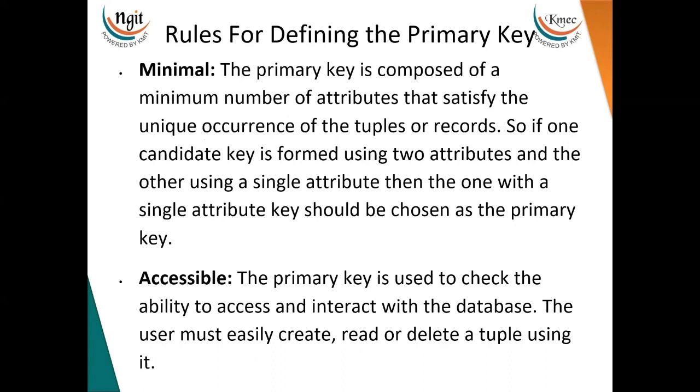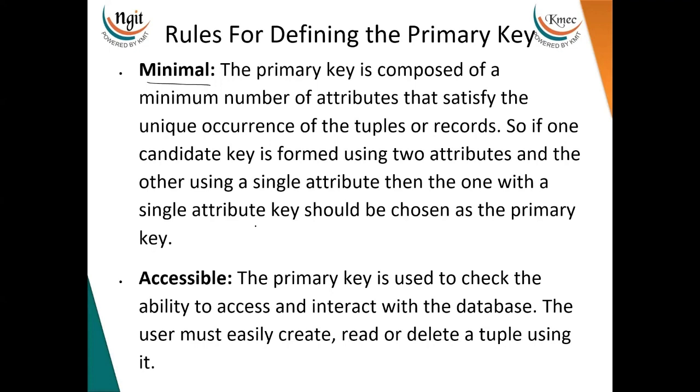Rules for defining a primary key attribute. There are certain rules to be followed when you define a primary key. Namely, we have minimal. The primary key is composed of minimum number of attributes that satisfy the unique occurrence of the tuples or records. There may exist two or more attributes which may have unique values, but then we will be considering either of the one attribute to be as a primary key.